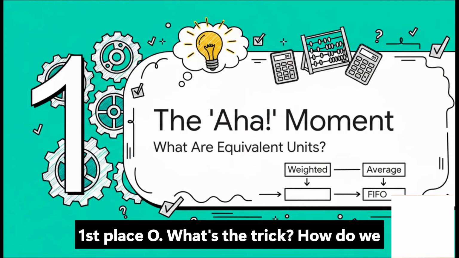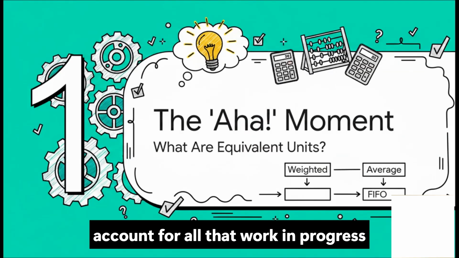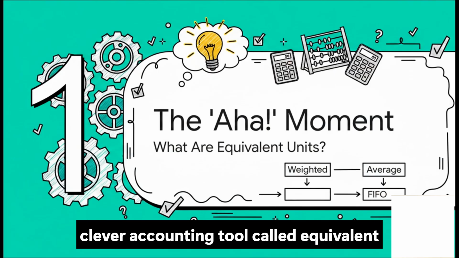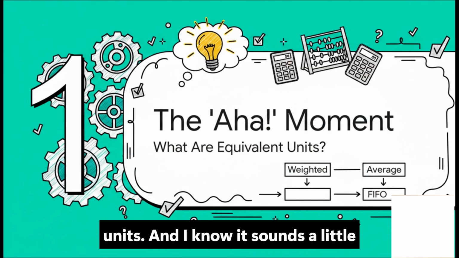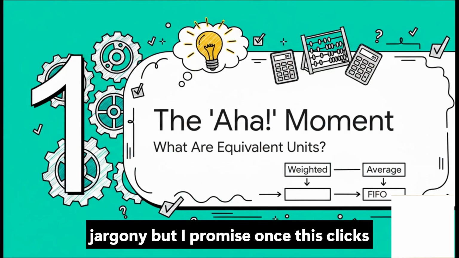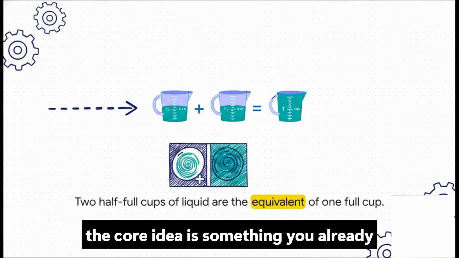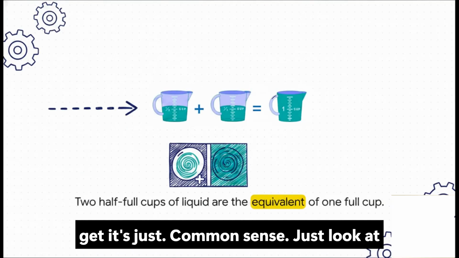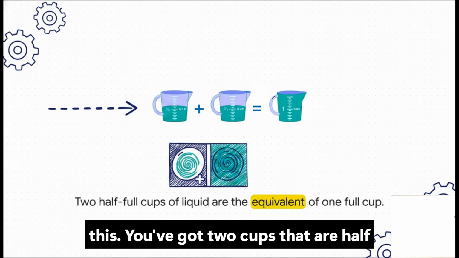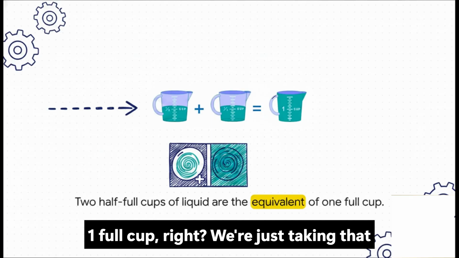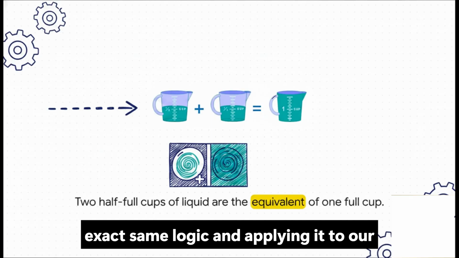So what's the trick? How do we account for all that work in progress inventory? Well, the answer is a really clever accounting tool called equivalent units. And I know, it sounds a little jargony, but I promise, once this clicks, it's a genuine aha moment. And honestly, the core idea is something you already get. It's just common sense. Just look at this. You've got two cups that are half full. Together, they are the equivalent of one full cup, right? We're just taking that exact same logic and applying it to our unfinished products.